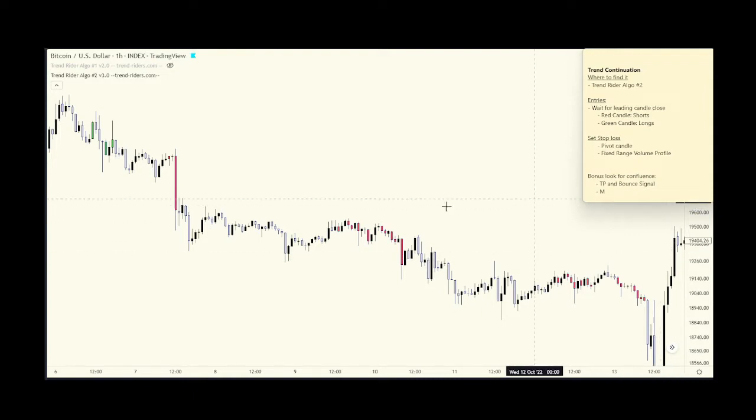This indicator is ideal for longs and shorts that go along with the trend in the same direction. So let's go straight to the charts. First step, where to find this indicator?